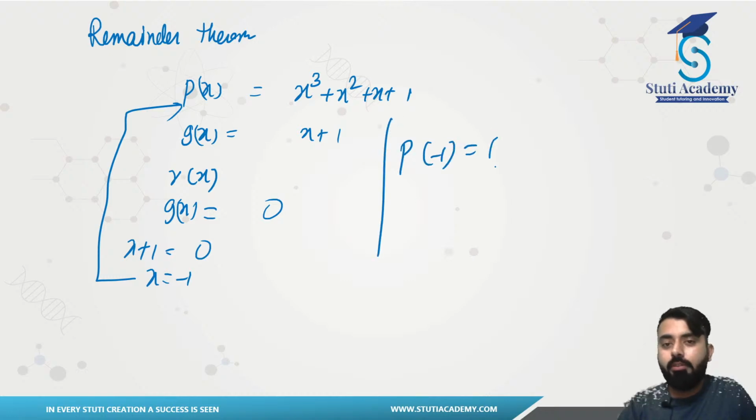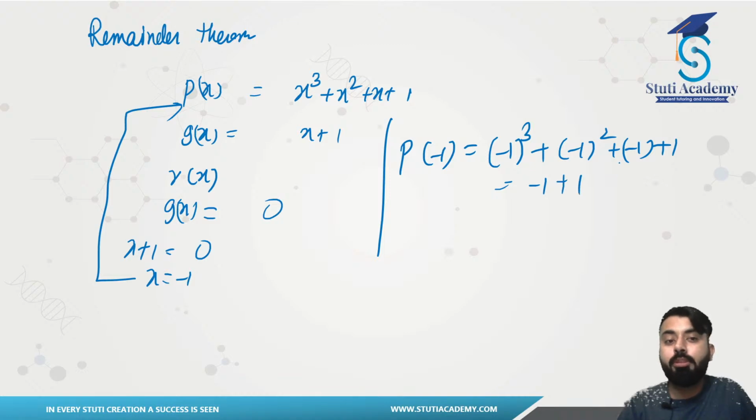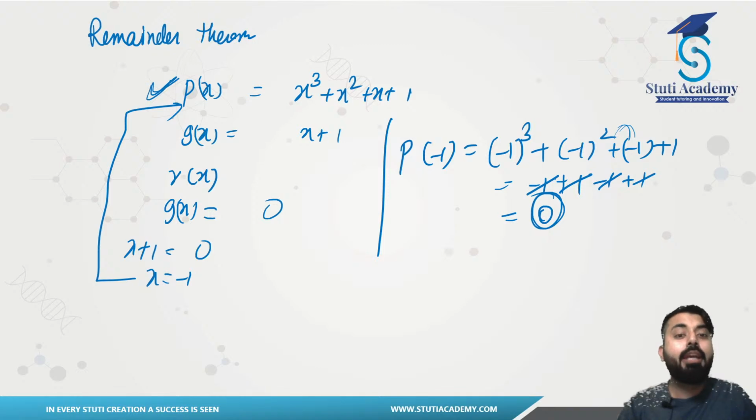If I solve this, I will have minus 1 cube. Wherever you have x, just replace that value with minus 1. So, minus 1 cube, minus 1 square, minus 1 and a 1. Guys, see, the cube of minus 1 will be minus 1. The square of minus 1 will be positive 1. Negative, positive, negative, positive. Everything cancels out. And the remainder is 0. And you already remember, we had performed a long division also, and we got the remainder 0 there as well. So you see, the remainder theorem gives us exactly the remainder.